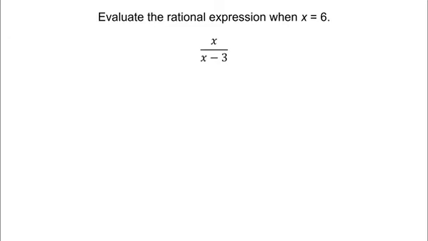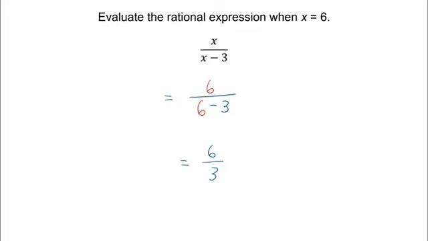So if we're asked to evaluate a rational expression when x equals 6, to evaluate any expression, whether it's rational or polynomial, it doesn't matter, all we have to do is substitute the given value for the variable and then use the order of operations to simplify. So here we need to evaluate this expression when x is 6. Wherever we see an x, we substitute in the value 6. So we take out the x's and we put in 6's. And now we use our order of operations to simplify.